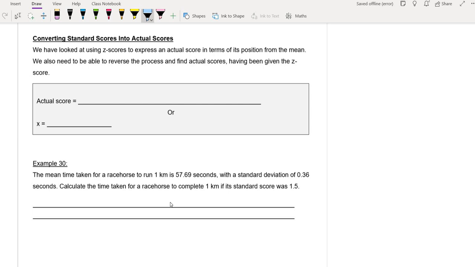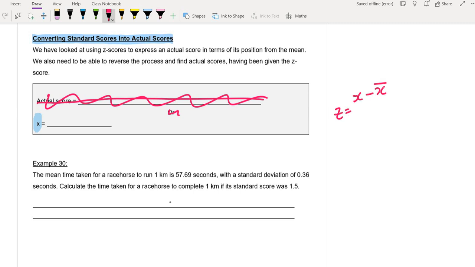This bit here, very similar. We're looking at converting z-scores into actual scores. So we're looking at x now instead of z. So the formula is the same. So I'm just gonna actually not worry about this part here. Sorry, I put it there, I know. The formula is the same. So all we're doing with this formula, again, we just want to know what this is. This is the actual score.